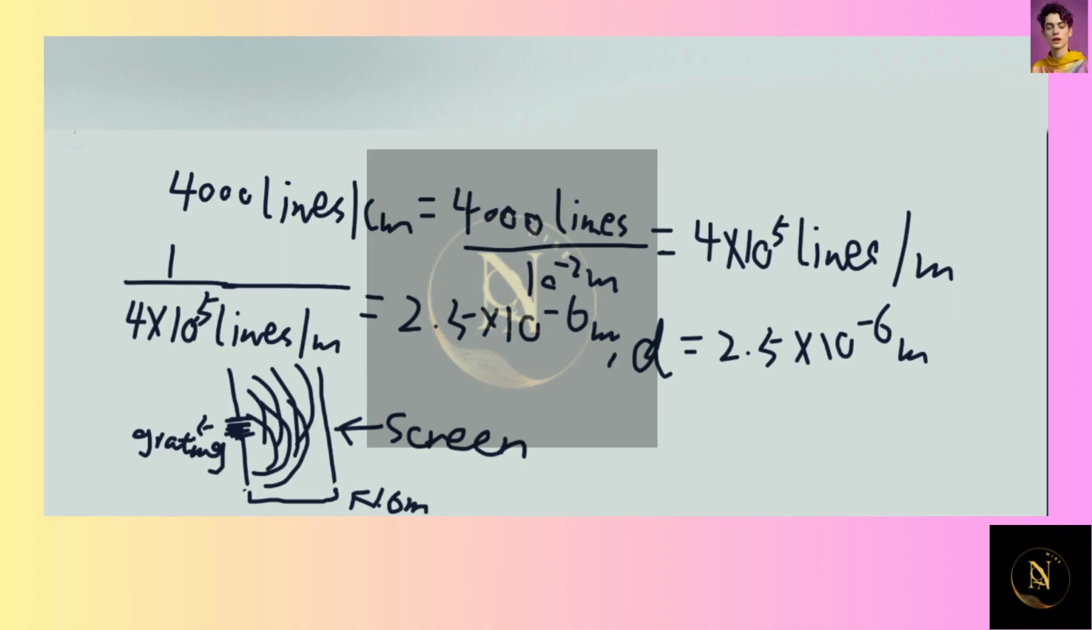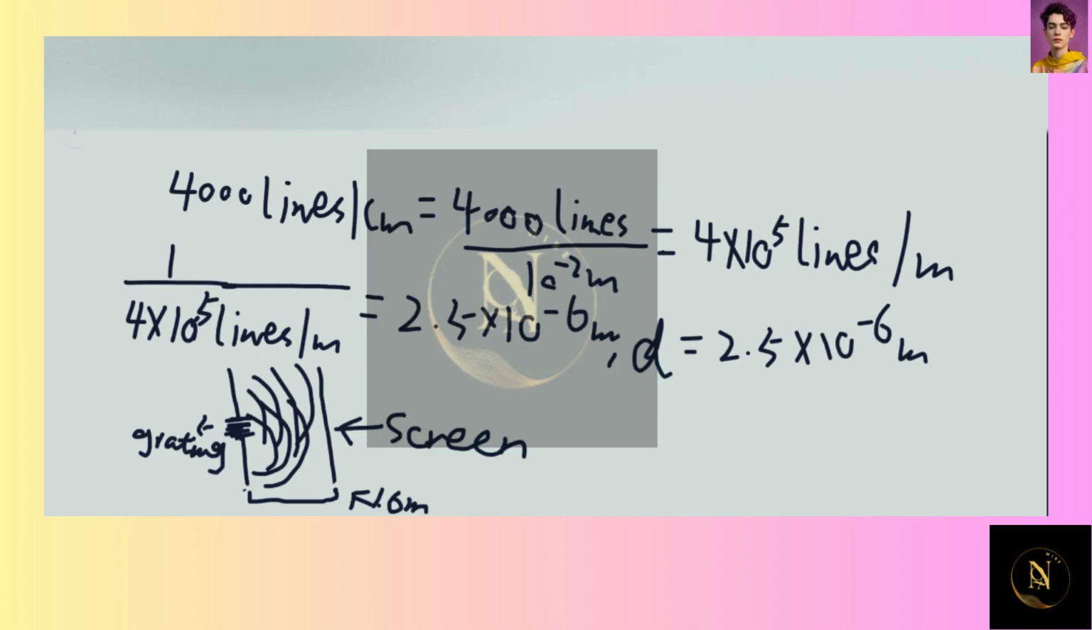So let's do some calculations here, so that the solution for the later questions will be easier for us to solve. The grating is 4,000 lines per centimeter, and we can set that equal to 4,000 lines over 10 to the negative 2 meters, since 1 centimeter is 10 to the negative 2 meters. Then we get 4 times 10 to the power of 5 lines per meter.